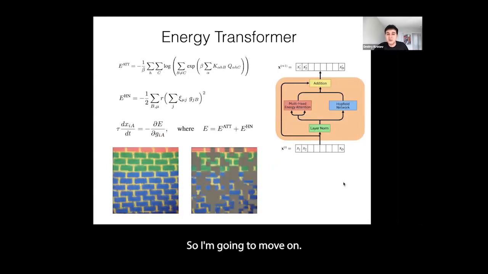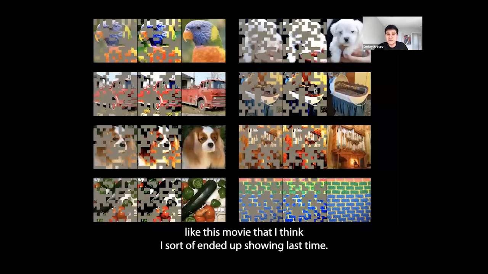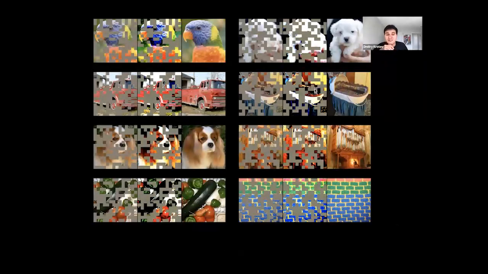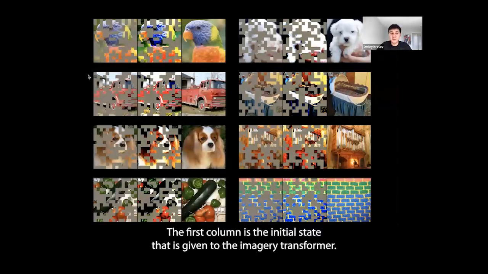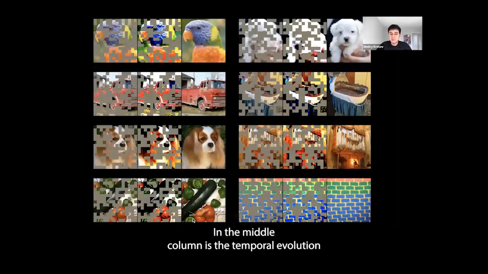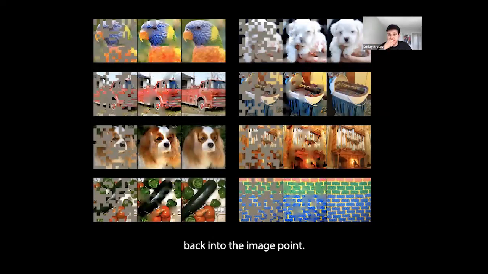Okay. So I'm going to move on. I already explained these energies, so I'm not going to go over them one more time. I'm going to jump to this movie that I think I ended up showing last time. Essentially, it's a bunch of images in 3 columns. The third column is the ground truth image. The first column is the initial state that is given to the energy transformer. And the middle column is the temporal evolution as the energy transformer does the computation, mapped back into the image plane.